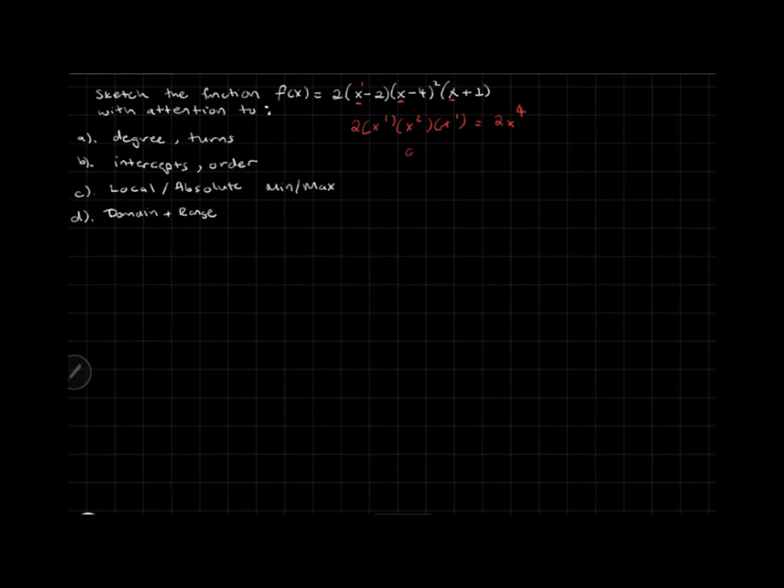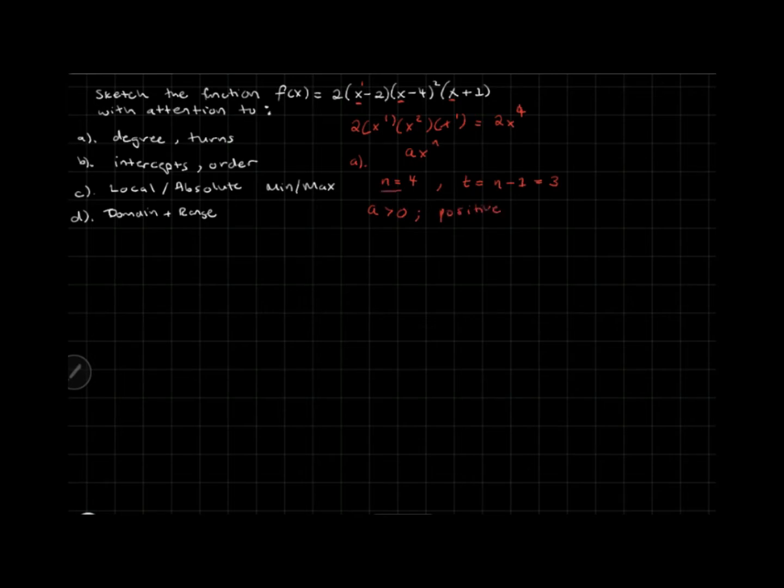So you can think about your leading term as ax to the power n. Your degree here, n, is equal to 4. Okay, so your degree is 4. This tells us that the maximum number of turns, which are the points of extrema, should be n minus 1, so it should be equal to 3. This also tells us a is greater than 0.